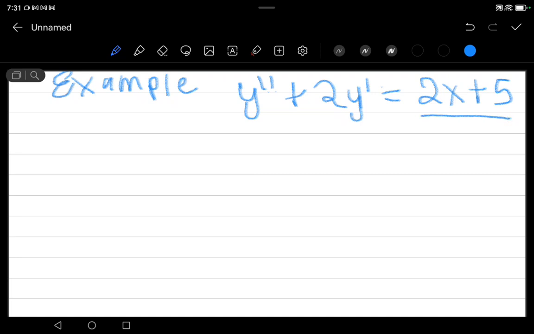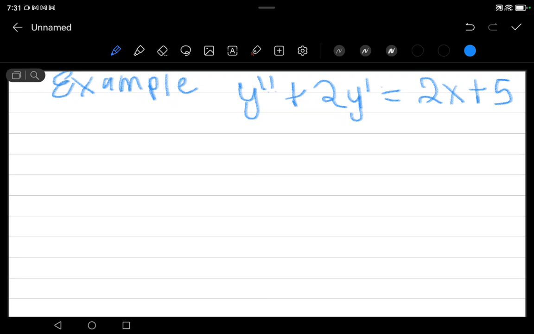2x plus 5, it's a linear. Okay, so what we're going to do first, we're going to start by getting YCF. In most cases, they will ask you to determine the solution of this equation. So what you're going to do, you're just going to write your y prime in terms of m.